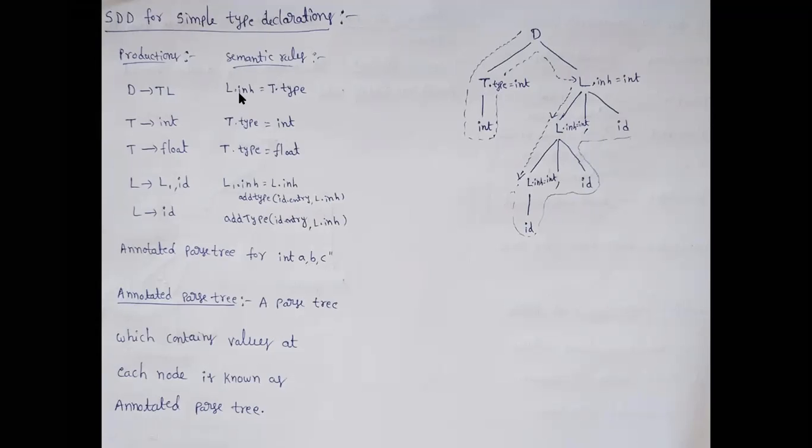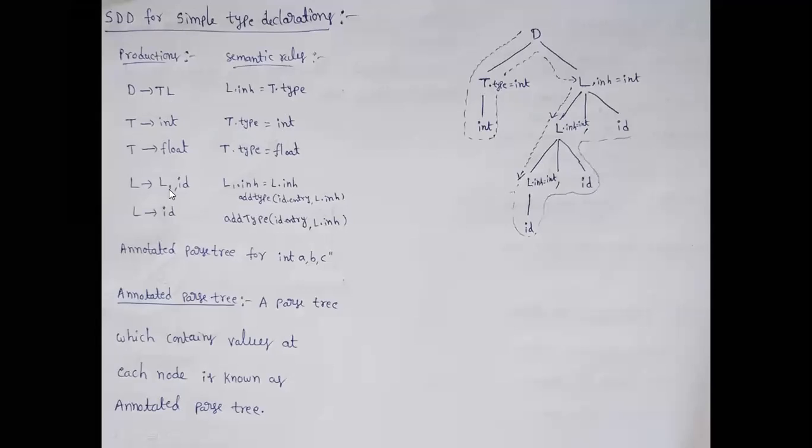So here we are using L dot inherited equals T dot type. So here L dot inherited means we are considering this one. So we are taking the value from this sibling, T dot type. T dot type means the value of T. So that is the sibling value. And T produces int, so T dot type equals int, and T produces float and T dot type equals float.